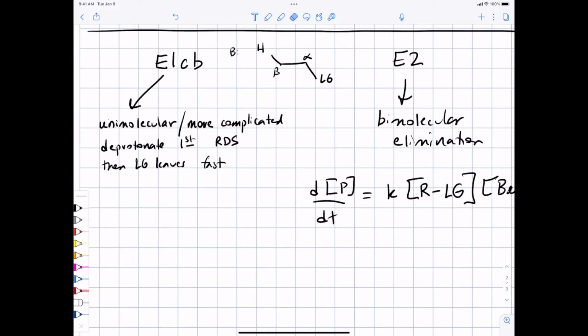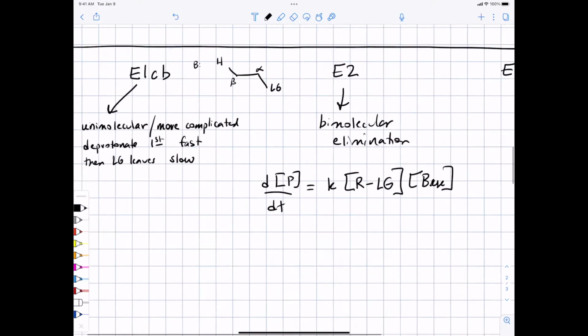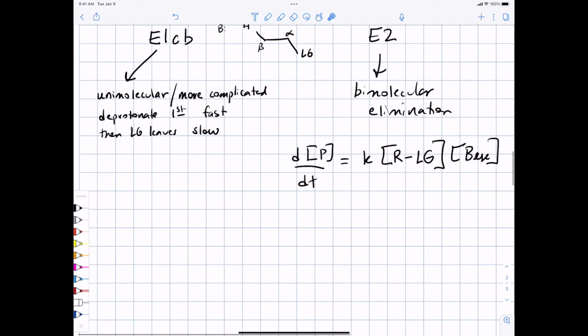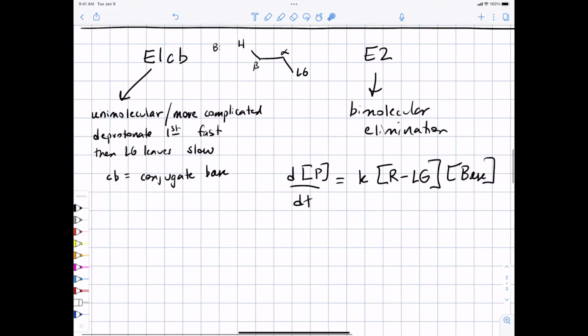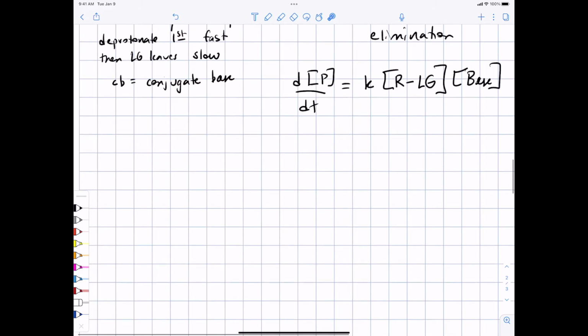No, that's exactly backwards. Deprotonating first is fast, and then the leaving group leaves is slow. Sorry about that. It made sense to me when I was saying it, but it's not true. Deprotonating first is fast, then the leaving group leaves is slow. CB stands for conjugate base, because the thing that matters for formation of the product is the concentration of the conjugate base. So I will give you an example, and we'll talk about kinetics.